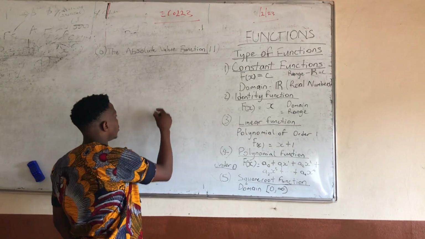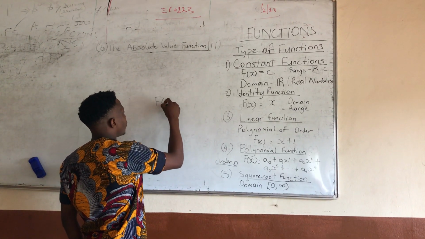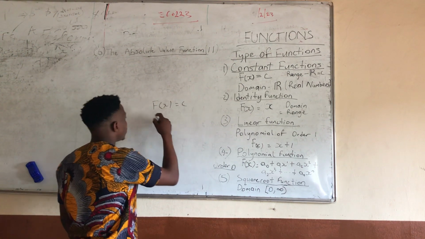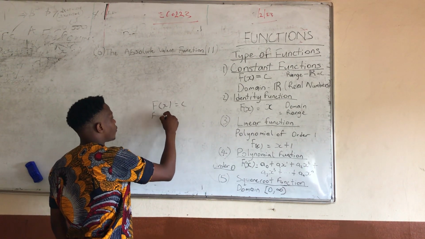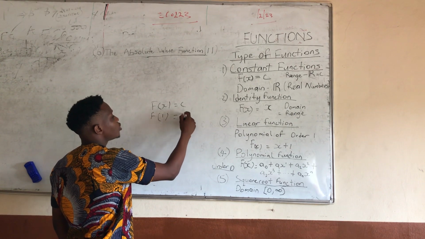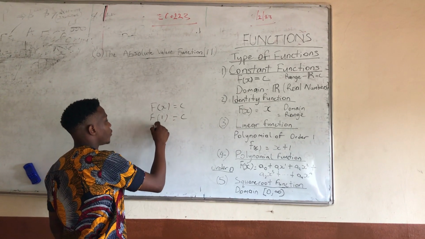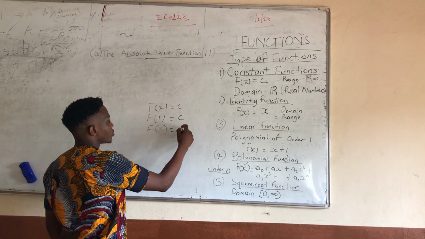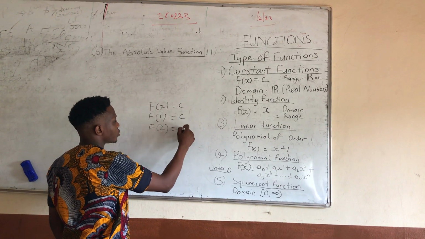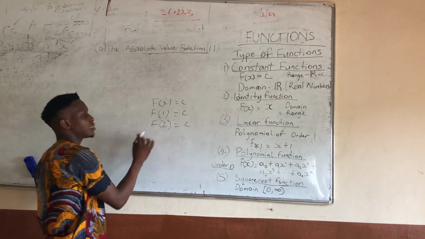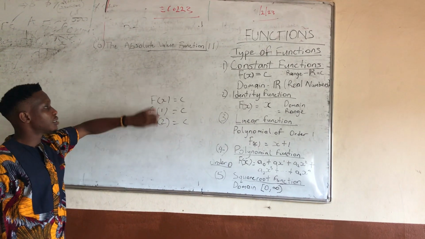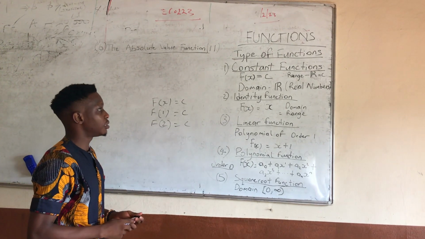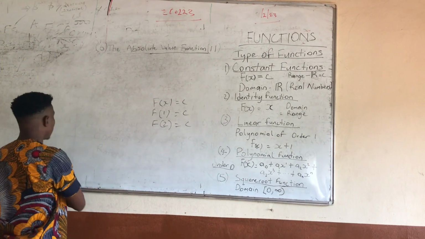Let's say that we have f of x equal to C. F of 1 is still going to give us C. F of 2, the function of 2, is going to give us C. So anything at all that we put inside the x is still going to give us that same C. That's what the constant function is telling us.